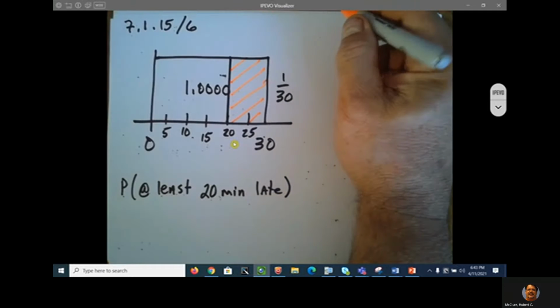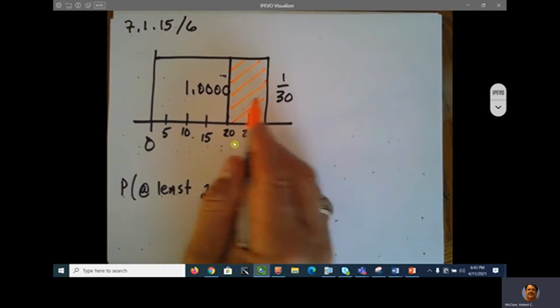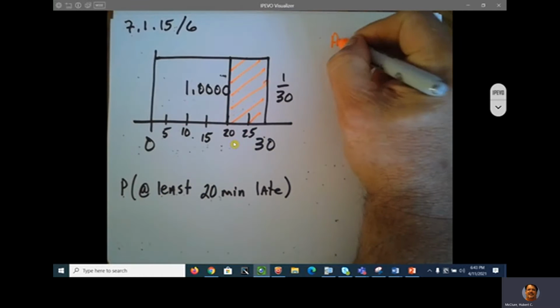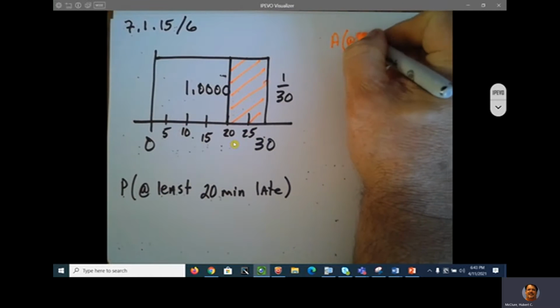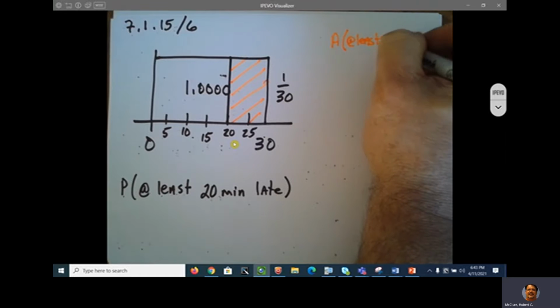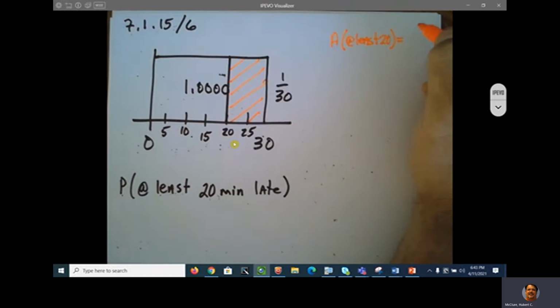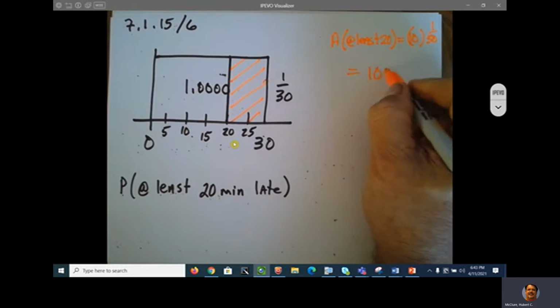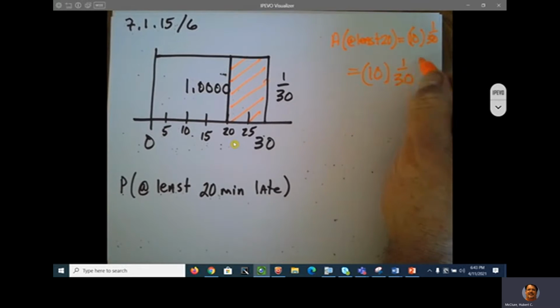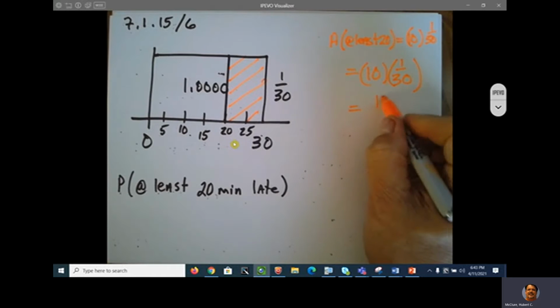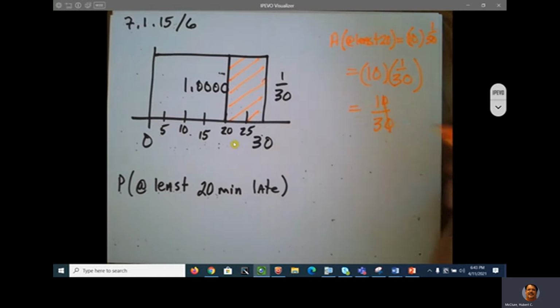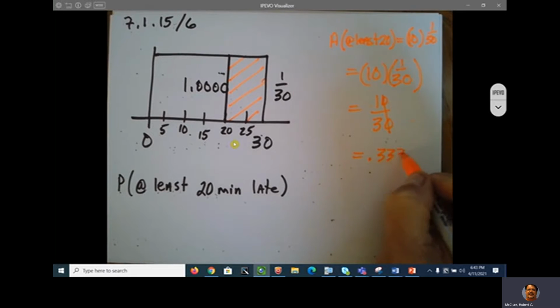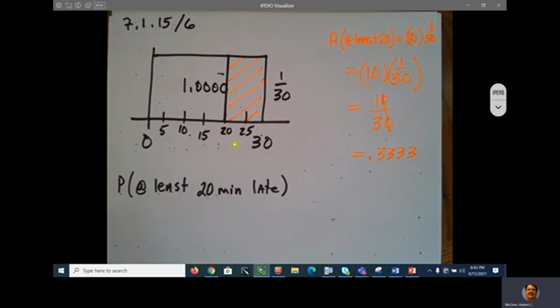So we know that the area is what we're trying to find, area that at least 20 is equal to base, which is 10, times 1/30 height. And that's equal to 10 times 1/30. I just rewrote it. Which is equal to 10/30, which is equal to 0.3333. And that's your answer.